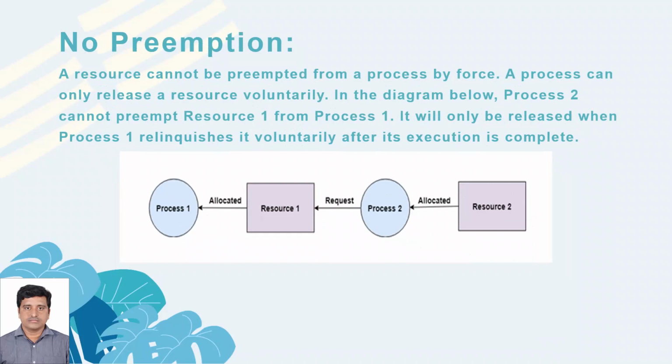No preemption. A resource cannot be preempted from a process by force. A process can only release a resource voluntarily. In the diagram below, process 2 cannot preempt resource 1 from process 1. It will only be released when process 1 releases it voluntarily after its execution is complete. So look at the picture. Resource 1 is held by process 1 and requested by process 2. It is no preemption. The process is not suspended, it waits for the resource, and only then will it complete.